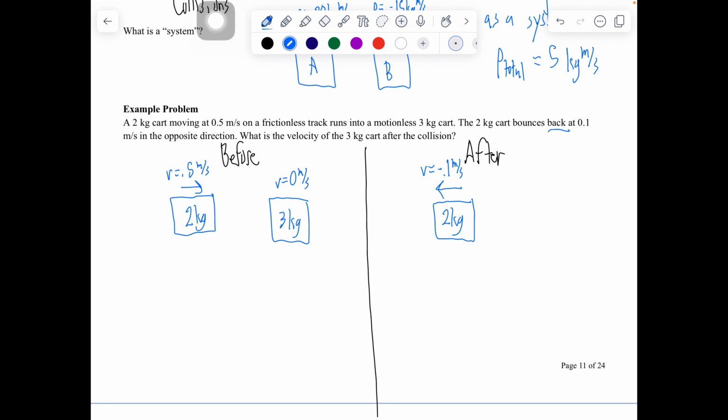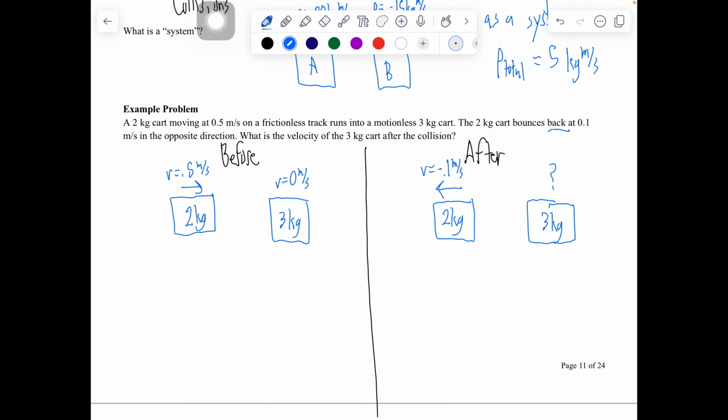What is the velocity of the 3 kilogram cart? Okay, so we have our 3 kilogram cart right here. We don't know its velocity. Is it positive? Is it negative? Which way is it moving? That is our goal. We want to find out how fast and in what direction that 3 kilogram cart is moving.